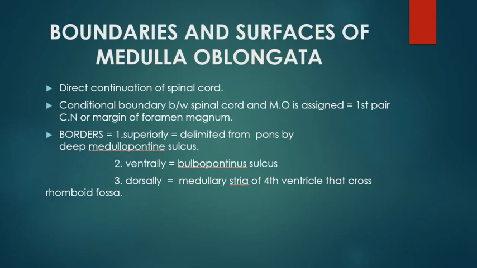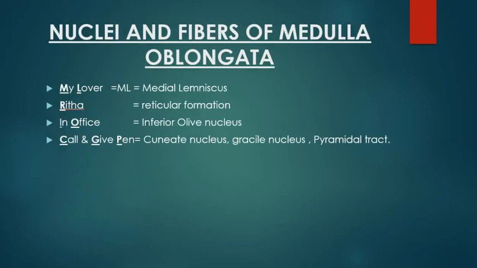Bulbar pontinus sulcus ventrally, and dorsally by the medullary stria of fourth ventricle that cross the rhomboid fossa. Next we can study the nuclei and fibers of medulla oblongata.